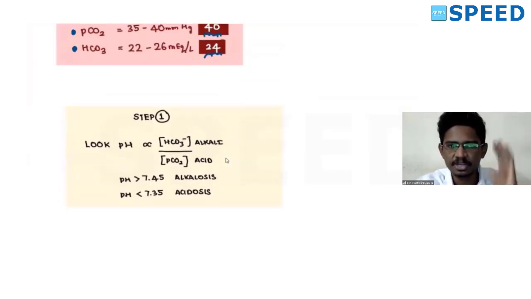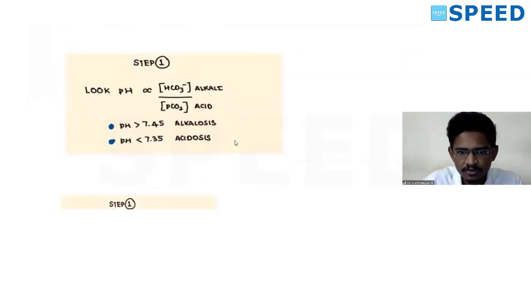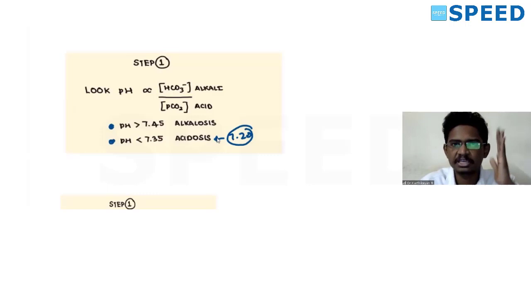First step in ABG interpretation is to look at the pH. If pH is more than 7.45, it is towards alkalosis. If pH is less than 7.35, then it is acidosis. So the first step is checking the pH. See our question: pH is 7.20. So 7.20 is less than 7.35, so there is acidosis going on in our patient.